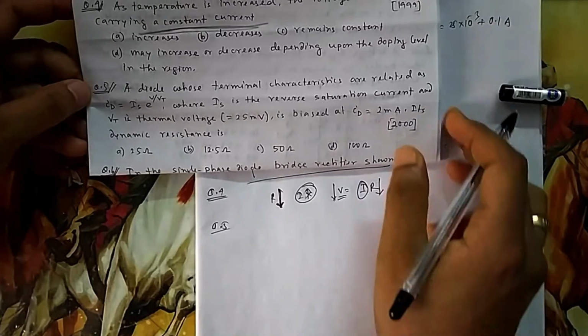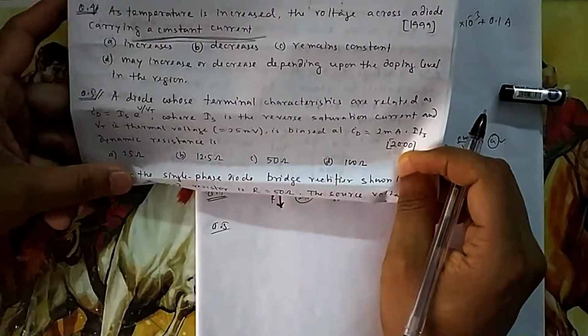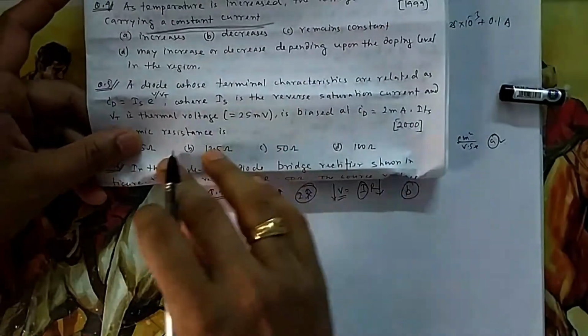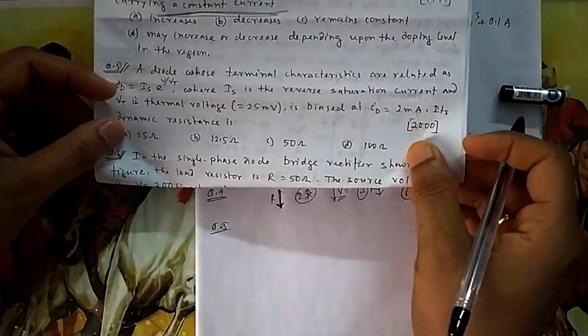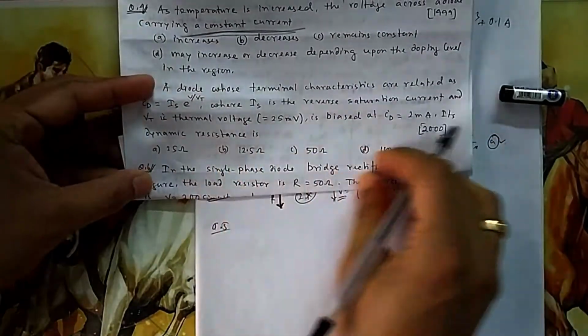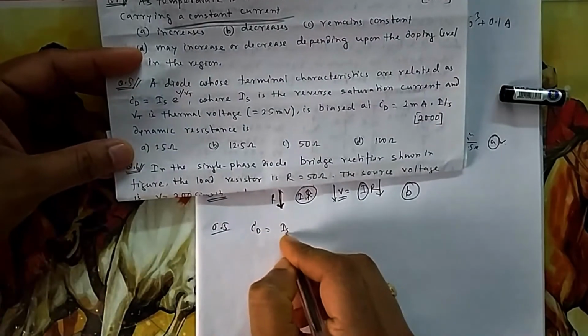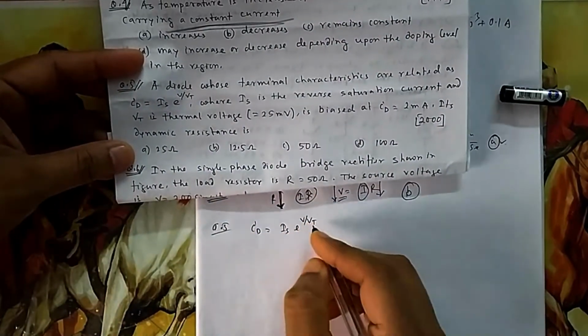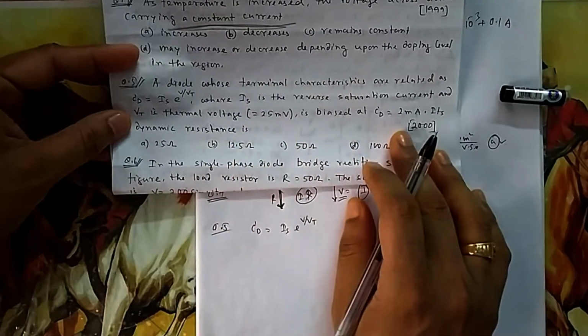So next, in question number 5, what they are asking: a diode whose terminal characteristics are related by this. This is almost the same type of characteristics as the original diode characteristics you will find. So this is a typical diode characteristic. Many a time you will find this V by Vt, where Vt is the thermal voltage, 25 millivolt.